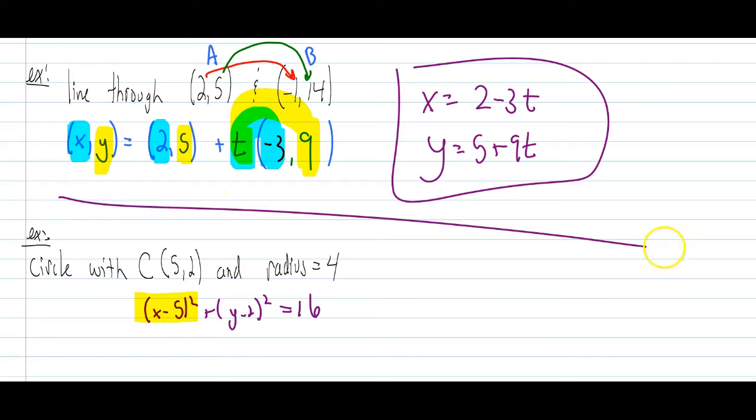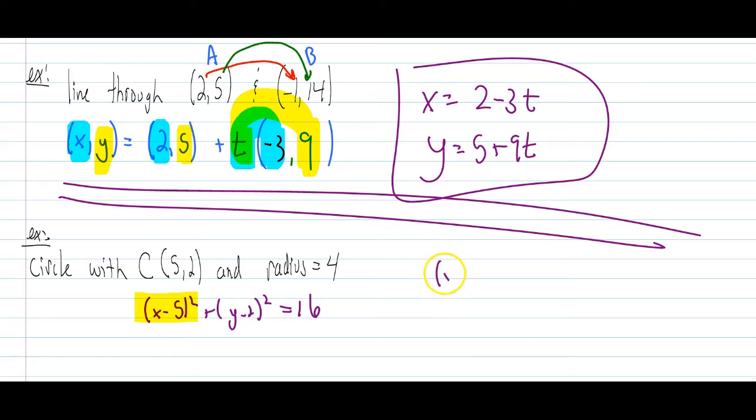Let's take the x part of this one first. We're going to say that this (x - 5)² is equal to 16 cos²θ. And we're also going to say that (y - 2)² equals 16 sin²θ. Okay, so how did I come up with that?